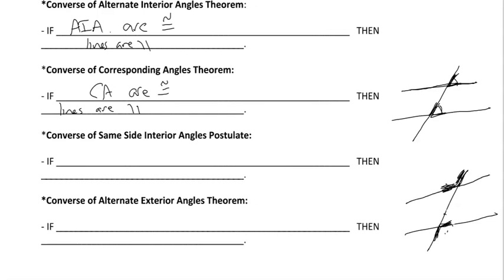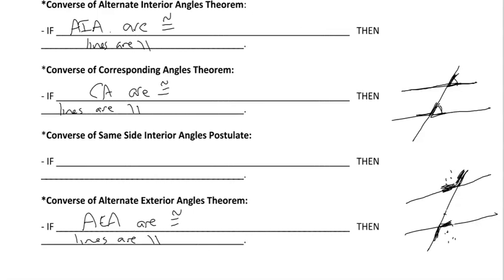What do we end up with? Parallel lines. So if alternate exterior angles are congruent, then we know the lines are parallel. Okay. And the last one is the converse of the same side interior angle theorem.